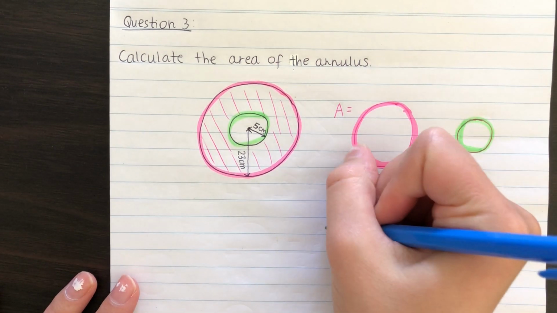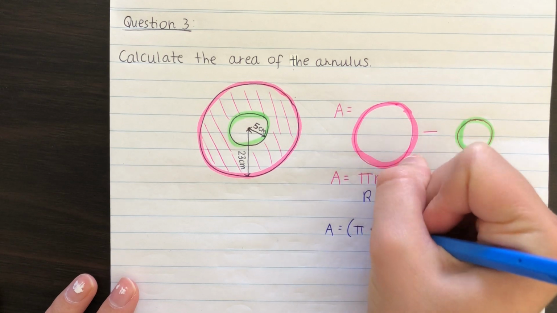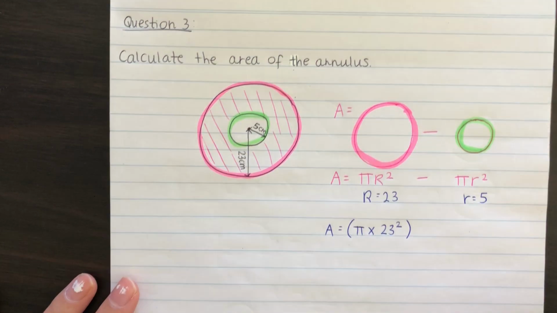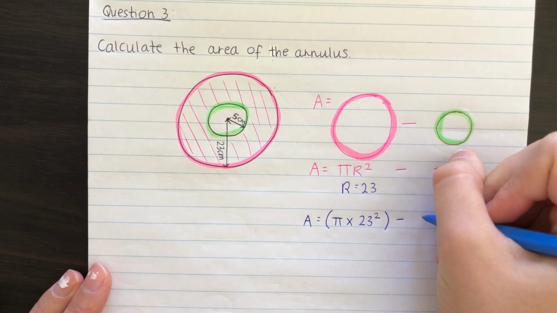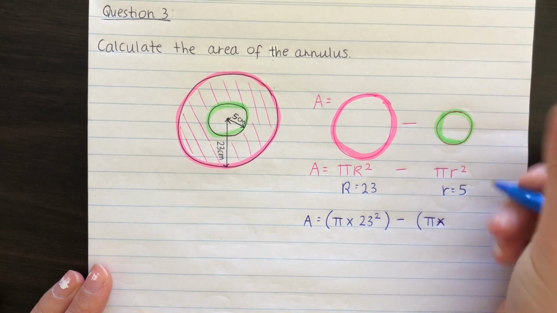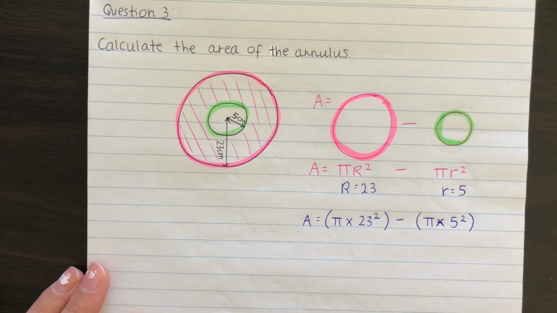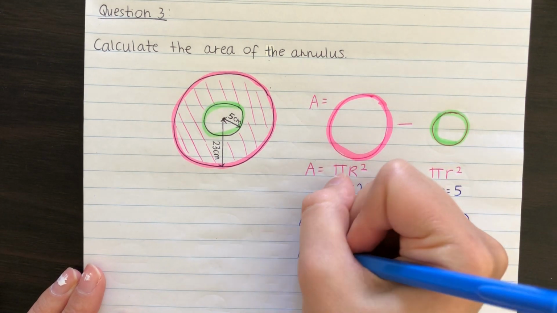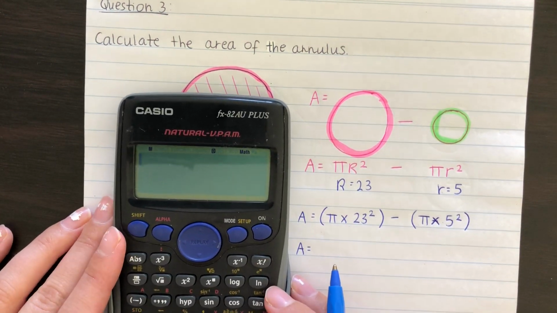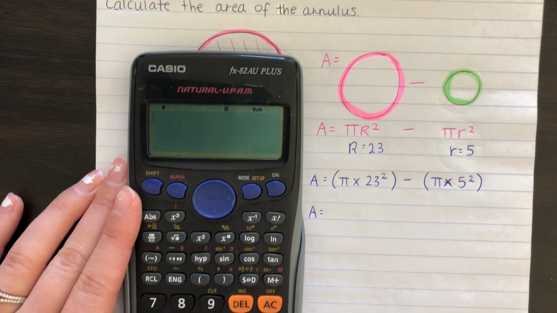So the area equals pi times 23 squared minus pi times 5 squared. Now I'm going to put in these numbers exactly how I see it.